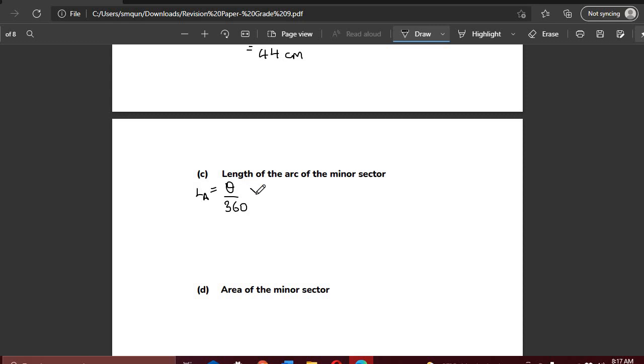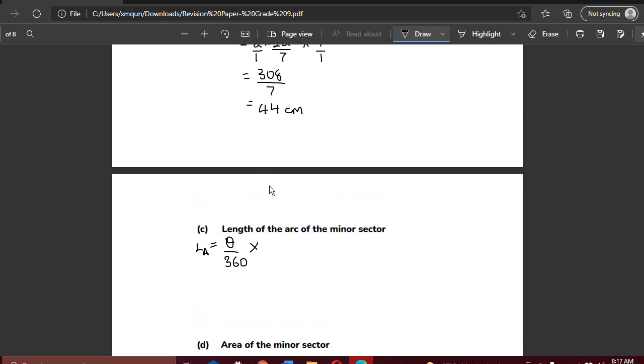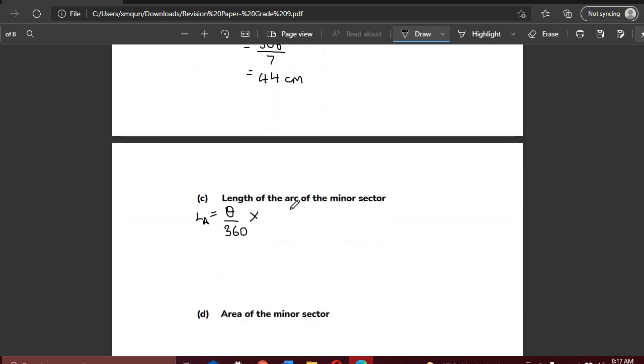We're finding a part of the circumference. So it's going to be theta. We know we use theta to represent an angle. So it's going to be theta over 360 times the circumference. So the formula for the circumference was 2 pi r. So I'm going to write that here. 2 pi r.